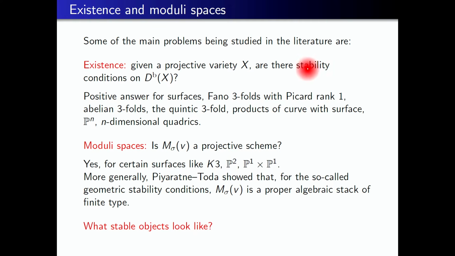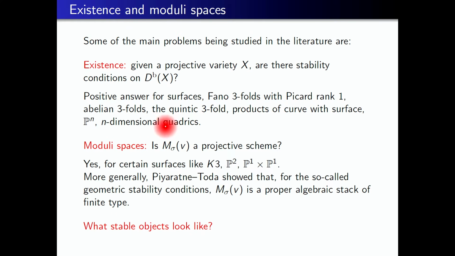And for Fano threefolds with Picard rank 1, abelian threefolds, the quintic threefold, products of a curve with a surface. Maybe this list is incomplete. I'm sorry if this list is incomplete. And for higher dimensional varieties, the only examples that I know are P^n and the n-dimensional quadric. Okay? Peng, who was doing a postdoc in Campinas, managed to find examples of Bridgeland stability conditions on P^n for any n and also for any quadrics.